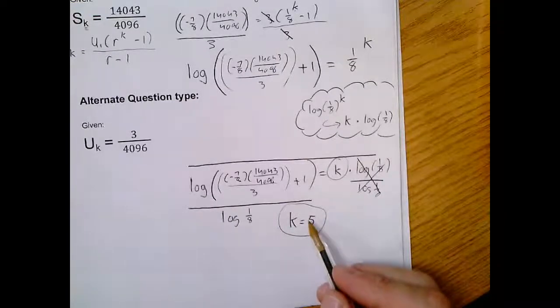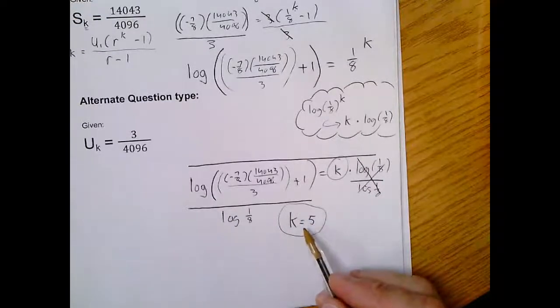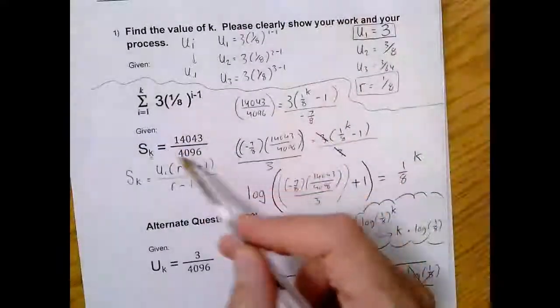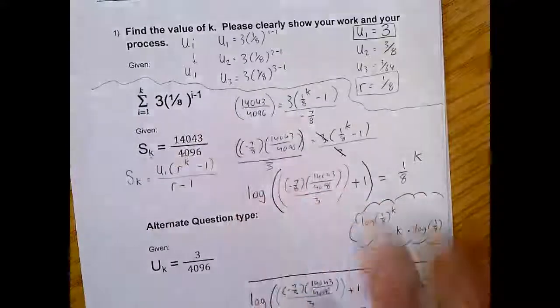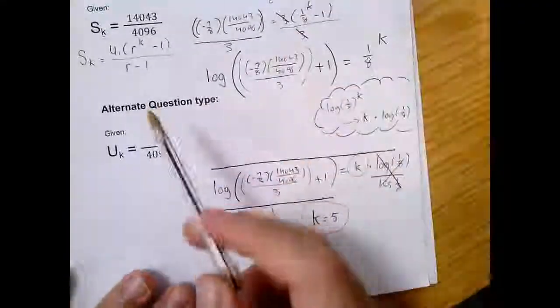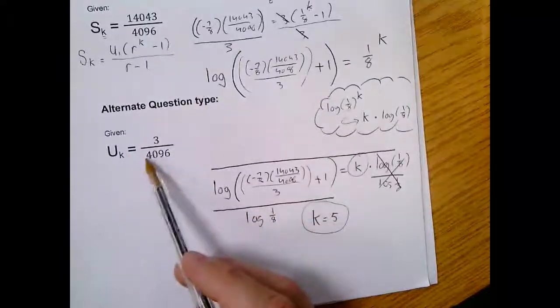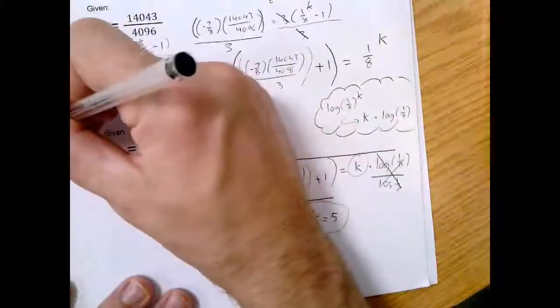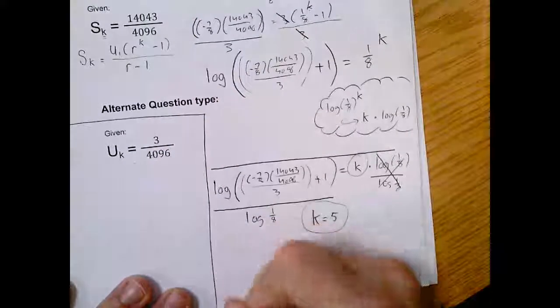That k means that if you summed up the first 5 terms to get this value, that's the value you would get. Okay, so there you go, k is 5. Now, in the next video I make, I'm going to go over an alternate question type where we just use this formula here. We're going to pick up right where we left off when we come back for the next video.